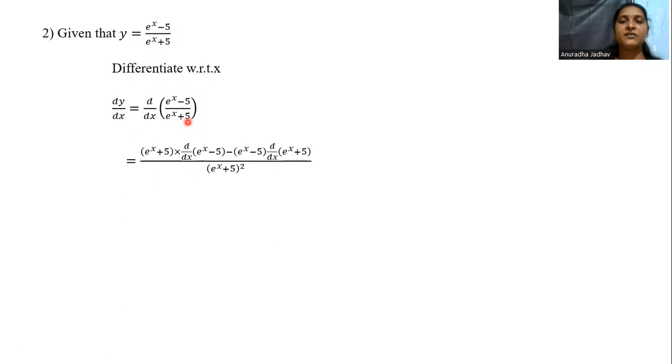Directly apply the division rule. Denominator as it is, e raised to x plus 5, into the derivative of e raised to x minus 5, minus e raised to x minus 5 as it is, into the derivative of e raised to x plus 5, divided by the denominator square, that is (e raised to x plus 5) whole square.